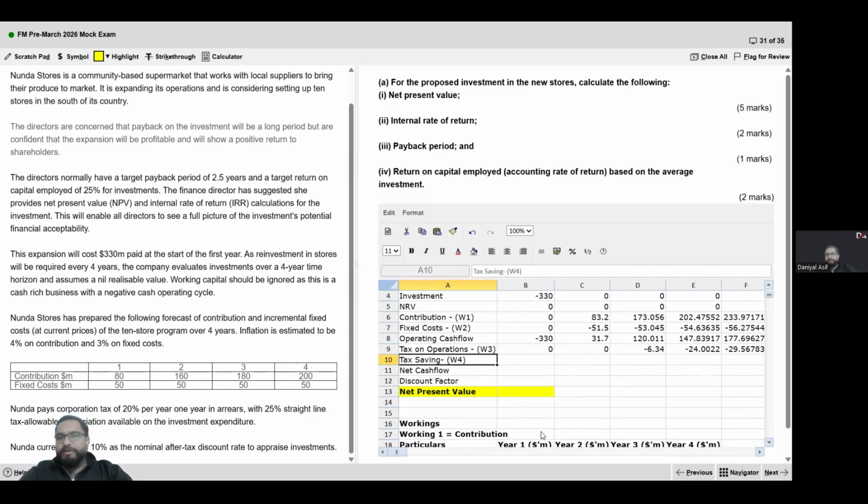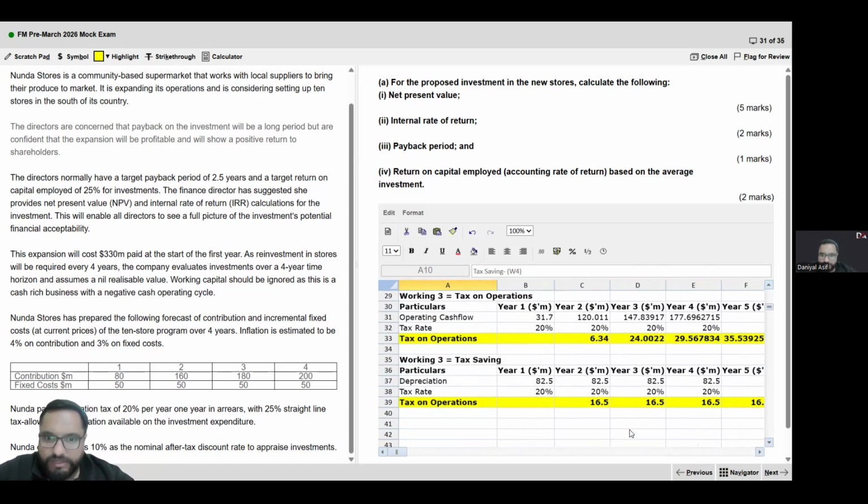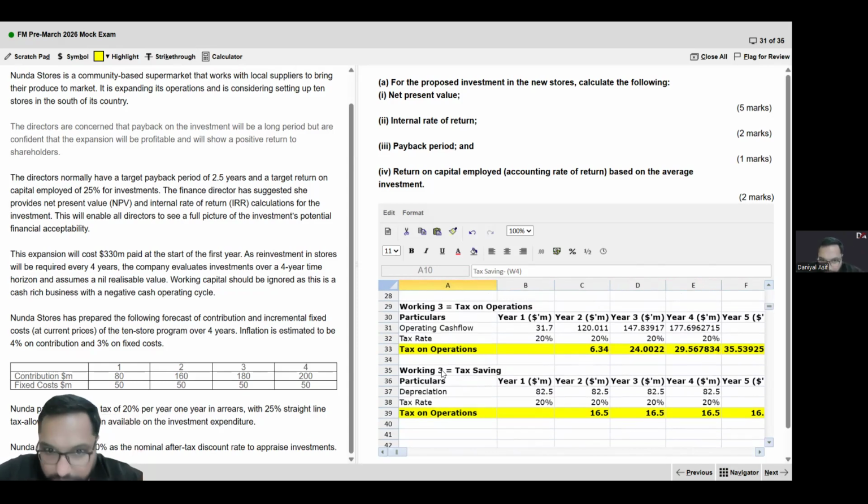Now, because we're making an investment, and any sort of investment has a depreciation, depreciation is a tax allowable expense. So we get tax benefit or tax saving from that tax allowable depreciation. Now, what is the working for tax saving? Depreciation is 25% straight line. So 330 multiplied by 25% gives you 82.5 million. 82.5 million multiplied by 20% gives you 16.5.